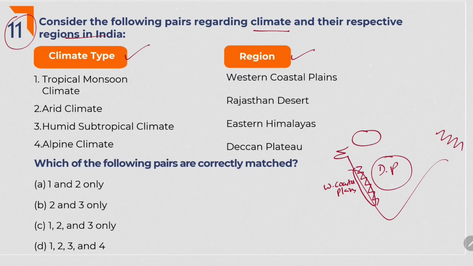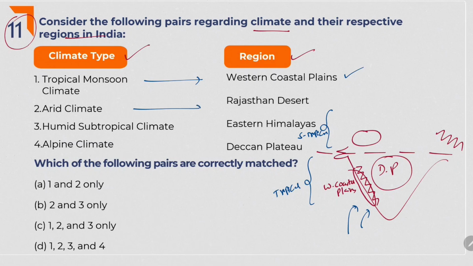So tropical monsoon climate, western coastal plains. Obviously, if you draw Tropic of Cancer, this area is called tropical area. This area is called subtropical area. So tropical monsoon climate. Yes, we experience monsoon here and also it is a tropical area. So tropical monsoon climate goes with western coastal plains. This pair is right. And arid climate, Rajasthan desert. Obviously desert areas are arid. So option 2 is also right.